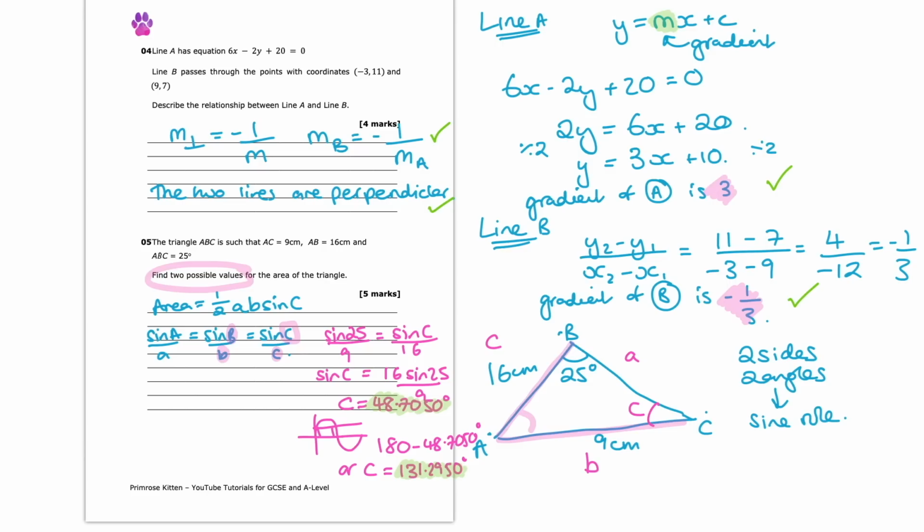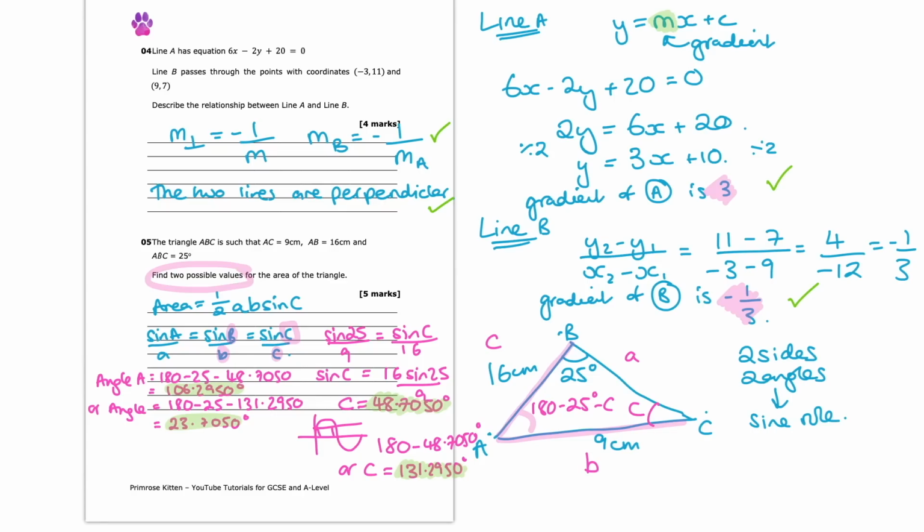So once we know what angle C is, we can work out what angle A is. Angle A is going to be 180 minus 25 minus that C. So we're going to have two possible versions of angle A. Angle A could be equal to 180 minus 25 minus 48.7050, which leaves us with 106.2950 degrees. Or angle A could also equal 180 minus 25 minus 131.2950, which gives us another possible angle for A, equal to 23.7050 degrees. So let's highlight those again so that we don't lose track of them.